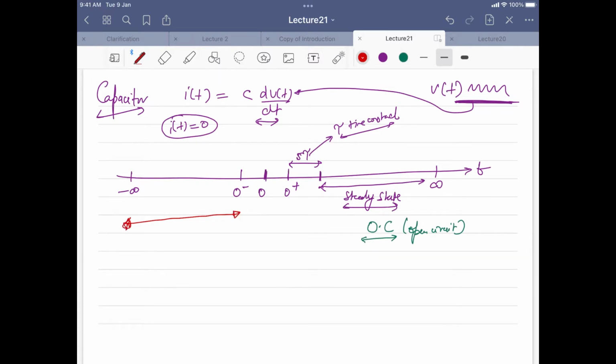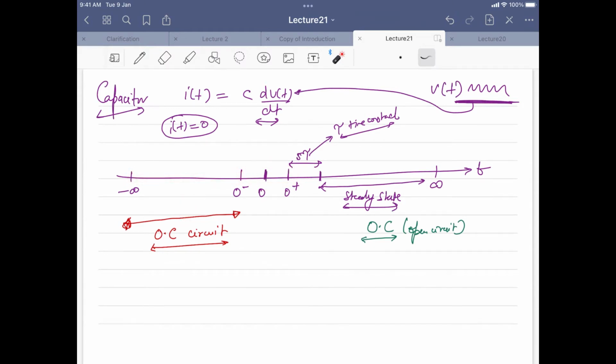In this minus infinity to 0 minus, what can you say about that? Sir, again open circuit. Good. It will be again open circuit because during this time period also the currents are stabilized and there is no fluctuation. Fluctuation is happening only in this region. So here also it is stabilized, so it's open circuit here.